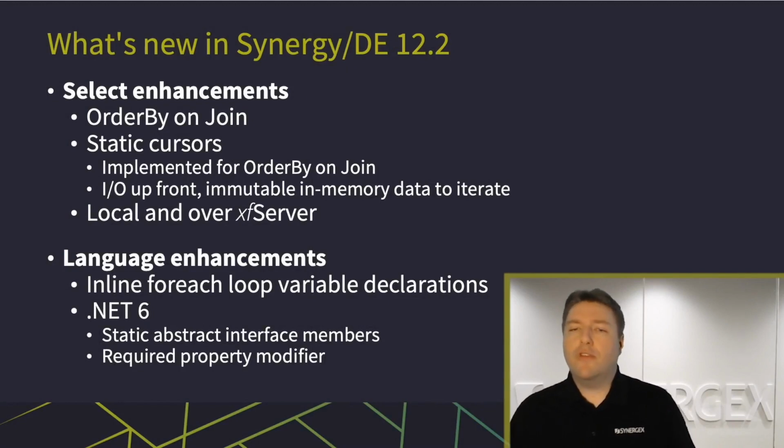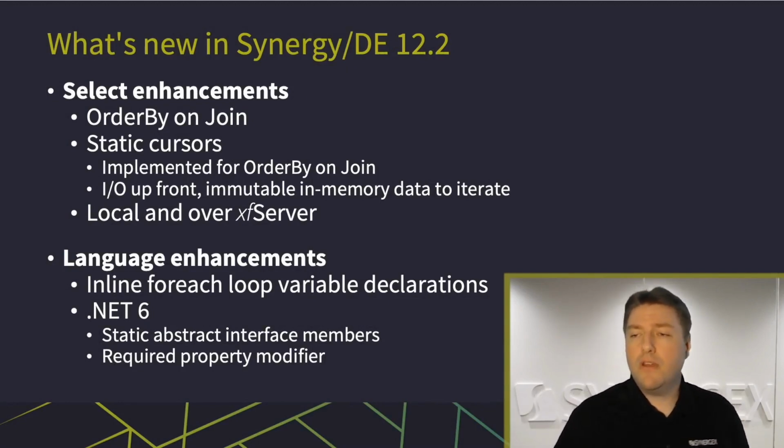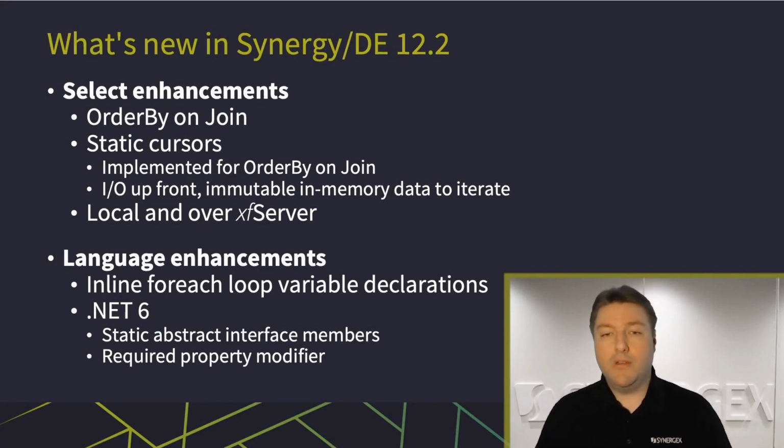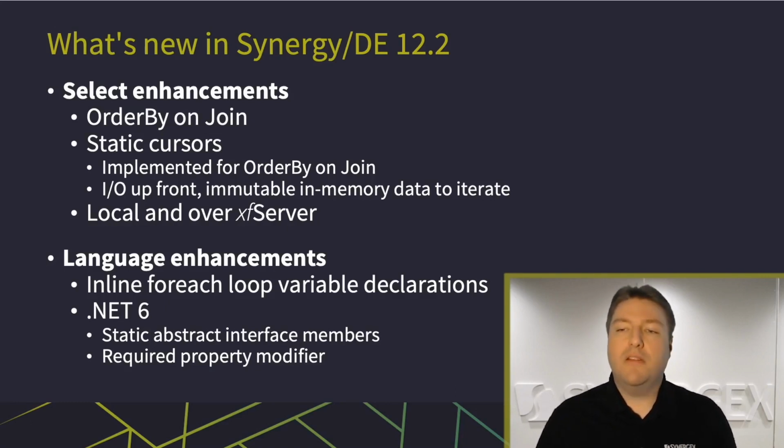That first version of 12.2 included a number of important product enhancements, starting with the ability to order by on the result of joins when using the select class. This feature works with both traditional Synergy and Synergy.net. It provides new ways to handle your data and opens up new possibilities for optimizing your select operations.